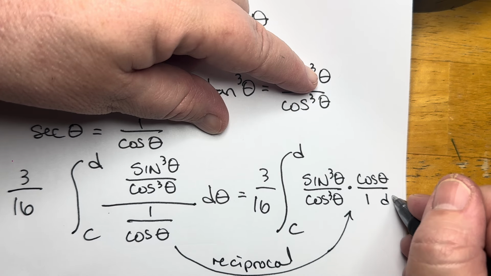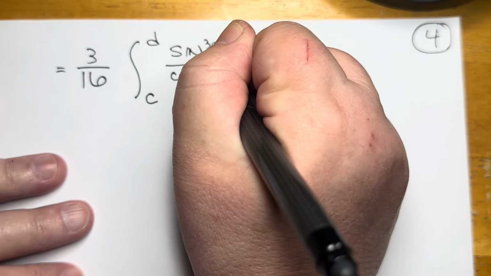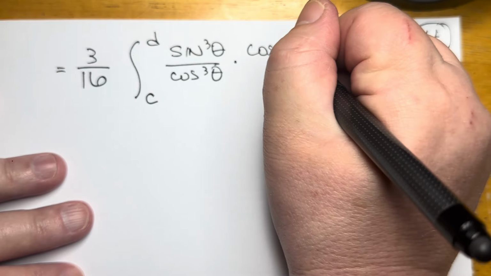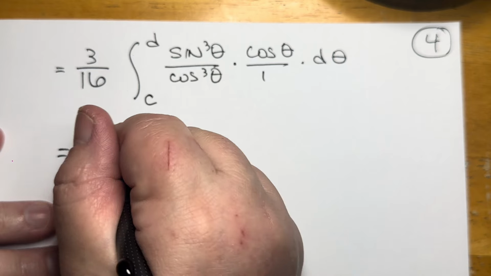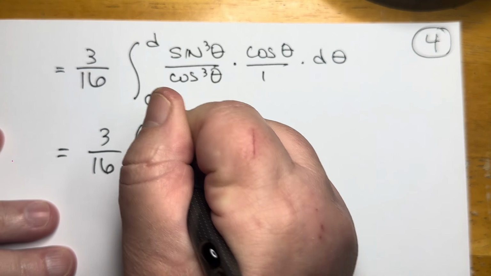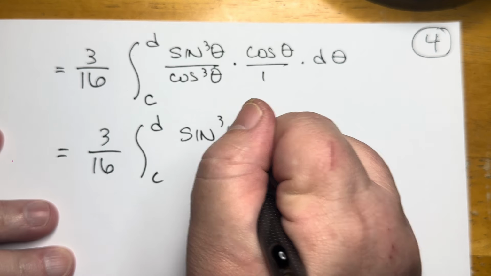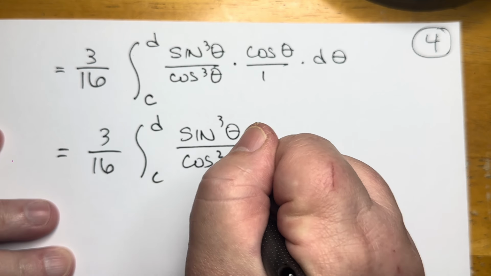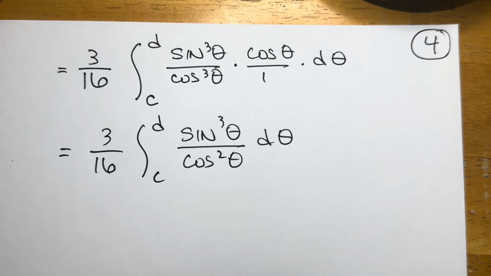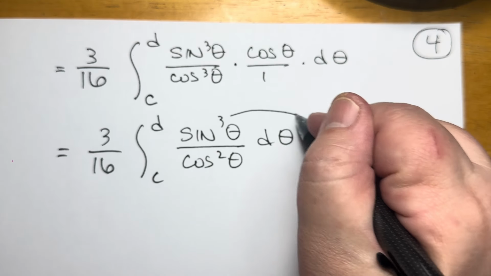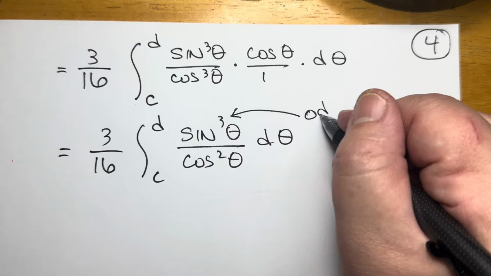3/16 the integral from c to d of sine cubed theta over cosine cubed theta times cosine of theta over 1 d theta. So obviously one of the cosines cancels. So I get 3/16 c to d sine cubed theta all over cosine squared theta d theta. And at this point, we get very excited because sine has an odd power.